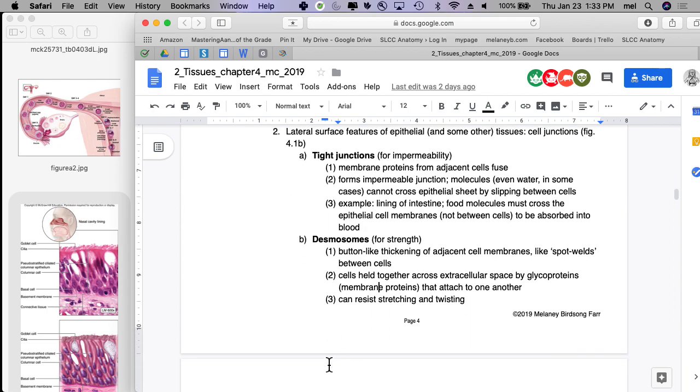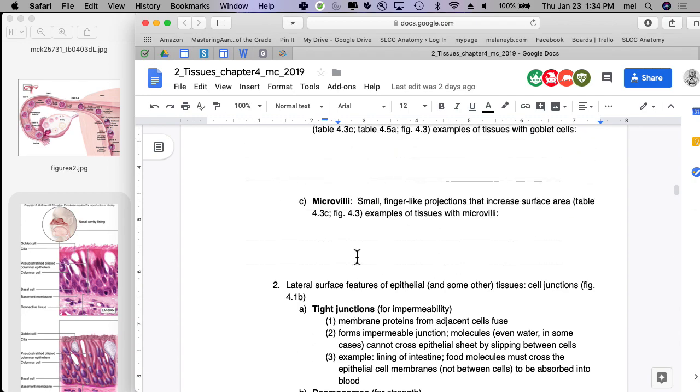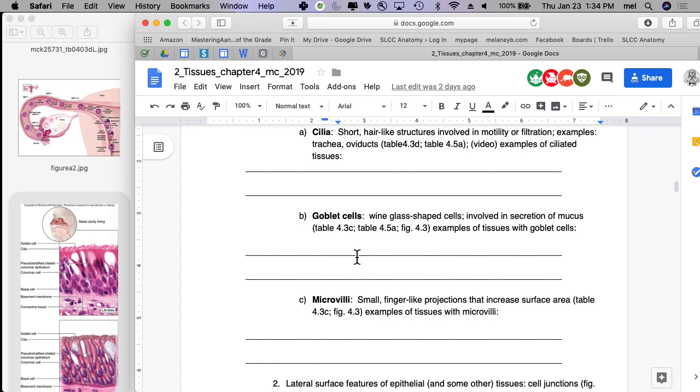Any questions? Go ahead. Yeah, sorry, for the apical surfaces, the fill in the blank. It's ciliated pseudostratified columnar epithelium and ciliated simple columnar epithelium.